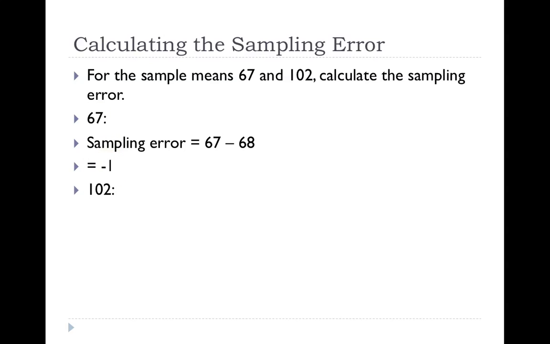To find the sampling error for 102, we take the sample mean 102 and subtract the population mean 68, and we get 34. It's a positive sampling error, indicating that 102 is on the right-hand side, or greater than the population mean 68. If you look at the absolute value of the sampling error, it gives us an indication of how far that sample mean lies from the population mean.